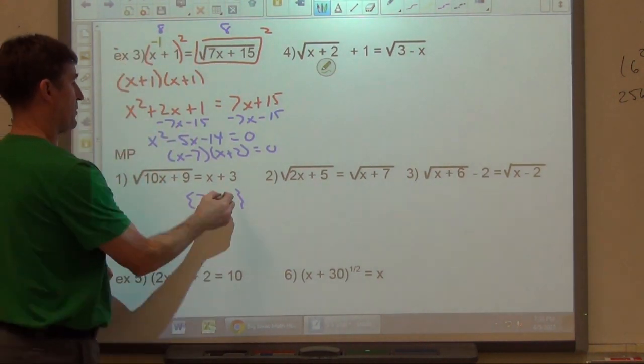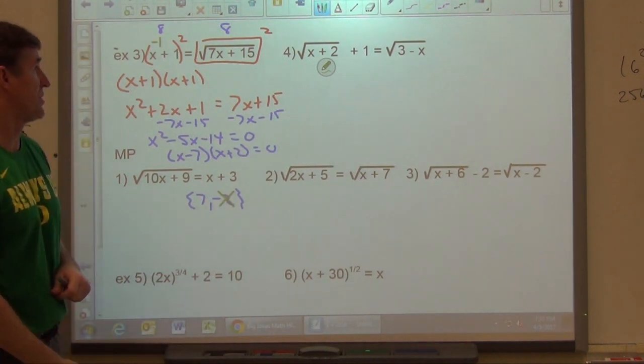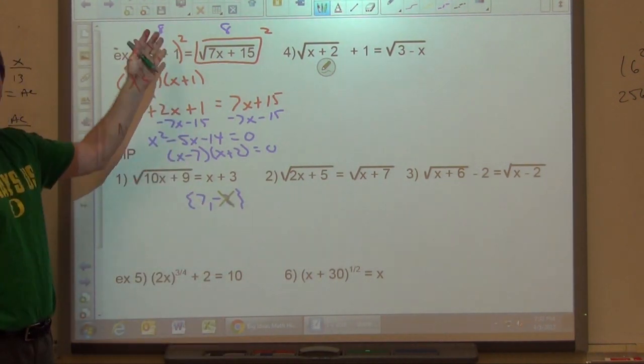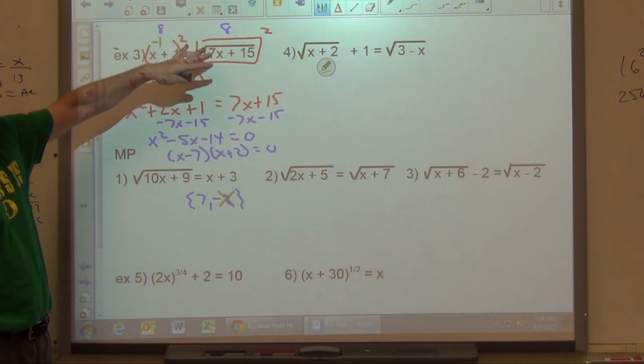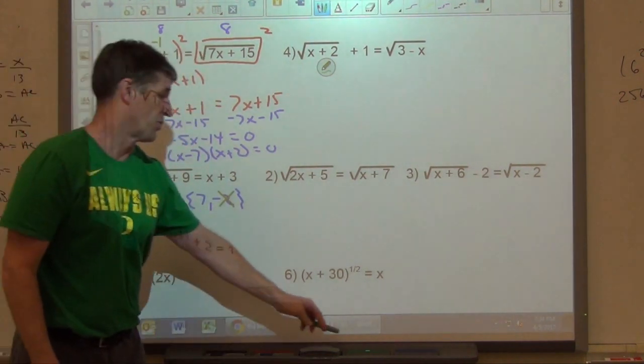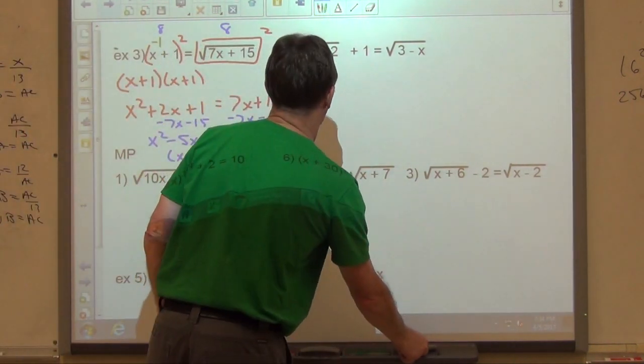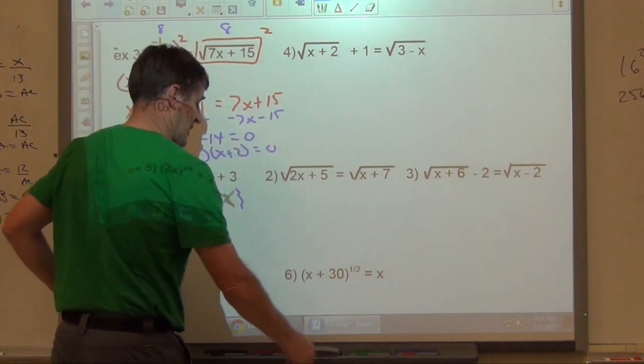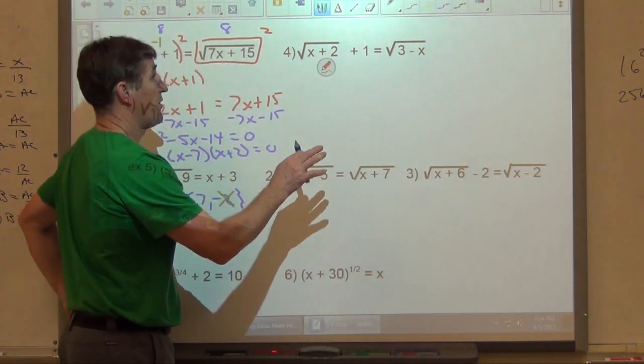And so that is what we call an extraneous solution, in that it worked when we did the problem, but not when we go back and check it. So those are ones you have to be careful of. Another one that gets tricky is this. So be careful on this one.